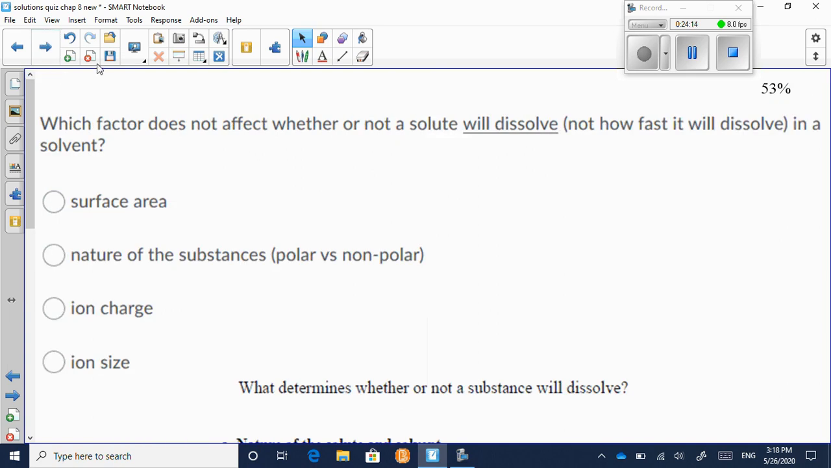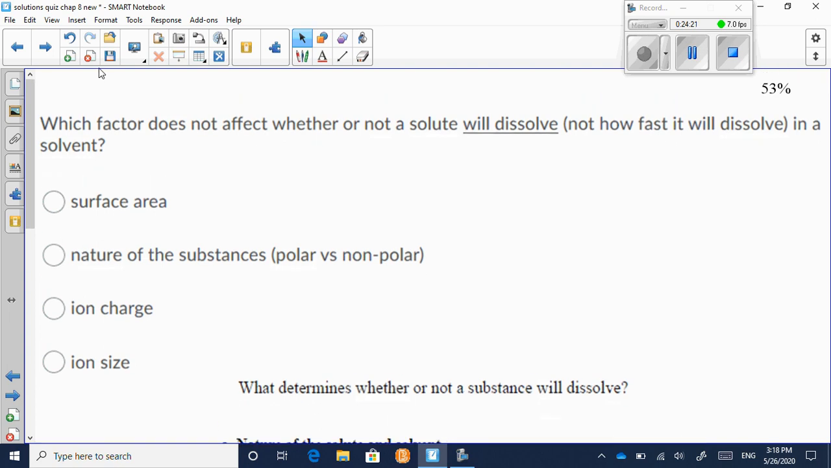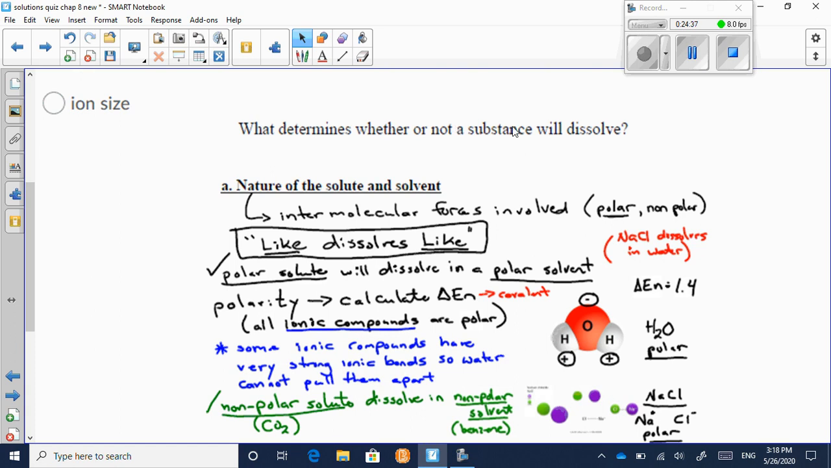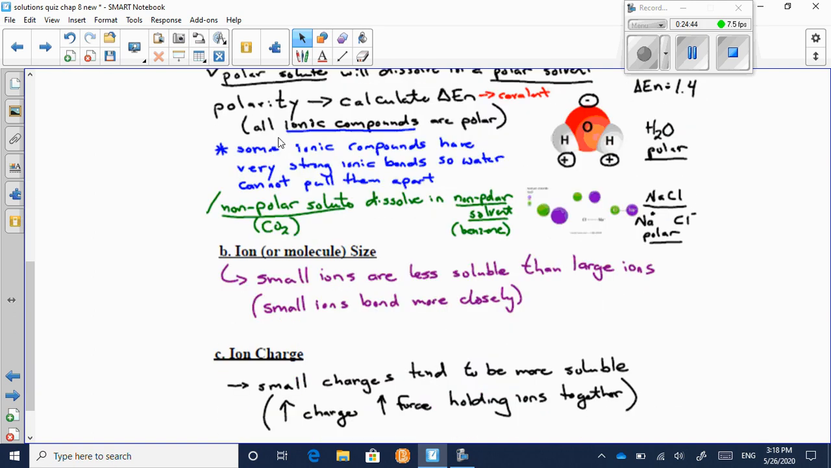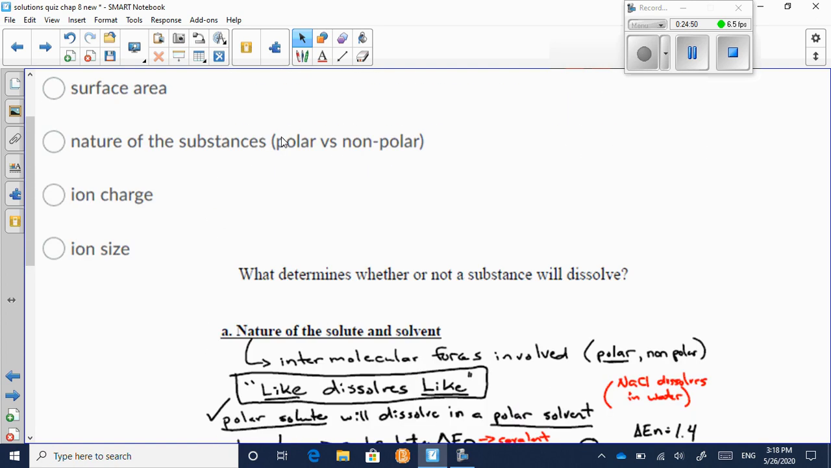Okay. Which factor does not affect whether or not a solute will dissolve? I gave you a hint here. It's not how fast it will dissolve. Okay, so I want to know which of these factors has an impact on whether it will dissolve at all in the solvent. Well, this came from the note here where it says, what determines whether or not a substance will dissolve? Well, it's the nature of the solute and solvent, in other words, whether they're polar or non-polar, the ion or molecule size, and the ion charge. So those are the three things that impact.